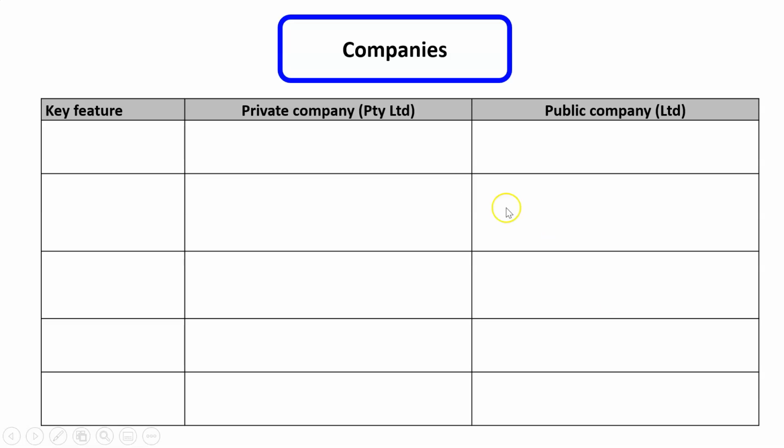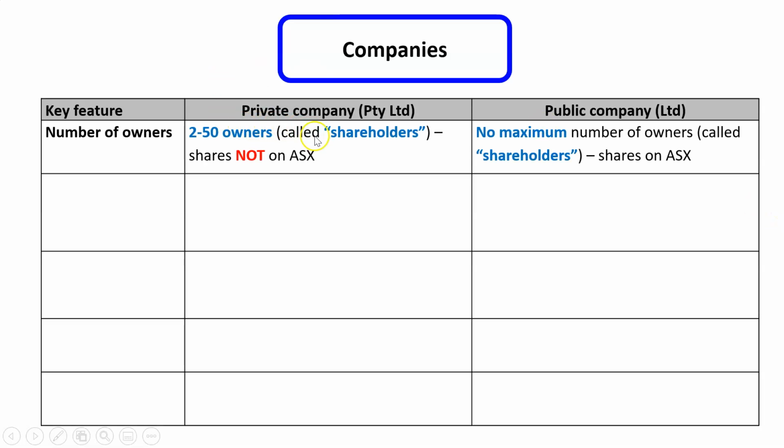Companies, there's two types. There's a private company, Pty Ltd, and a public company, Ltd. So owners, 2 to 50 with the private company, and we call them shareholders. And these ones are not on the Australian Securities Exchange.